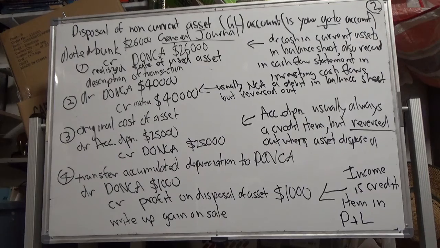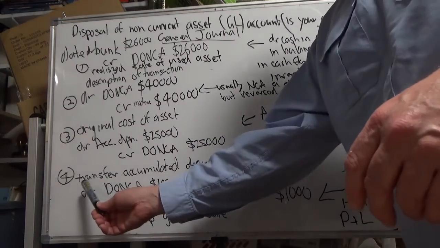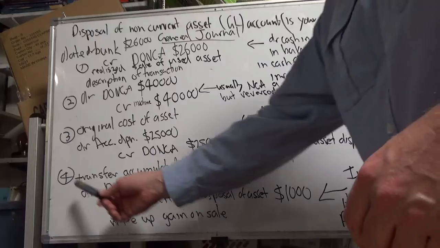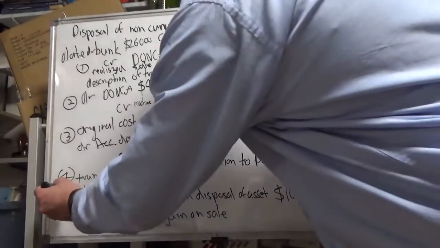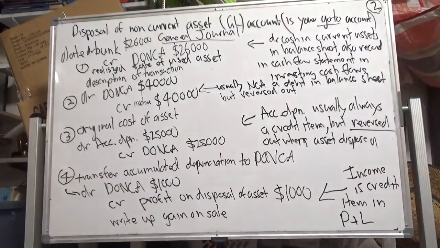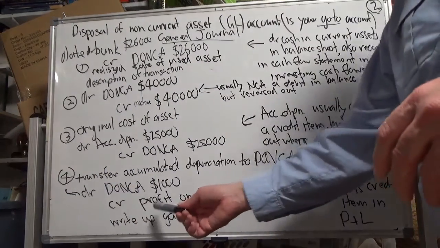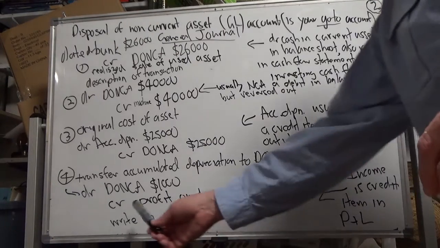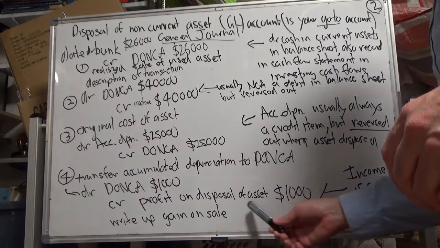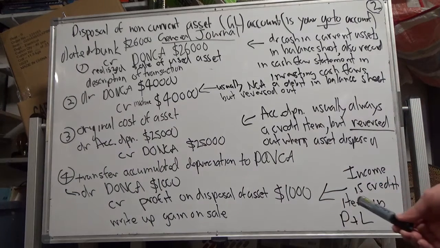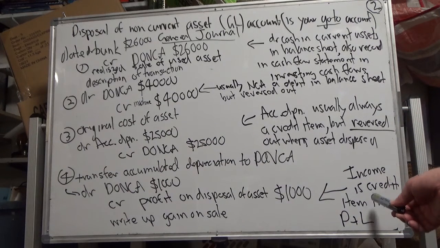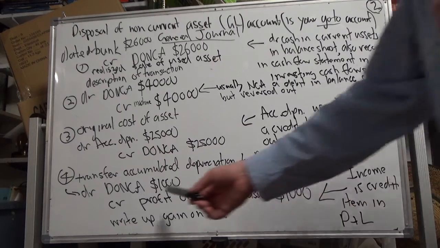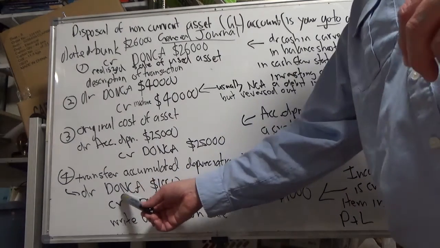The fourth general journal entry is that one. You deal with the profit or loss. In this case, a profit. So you credit profit on disposal of asset, 1,000 we made on it, and income in the P&L is always a credit item, and your corresponding debit is DONCA.